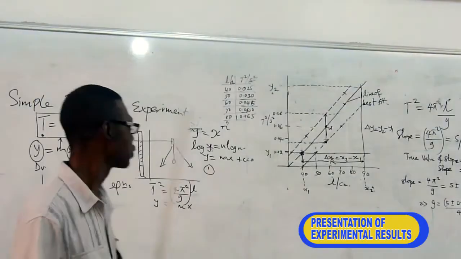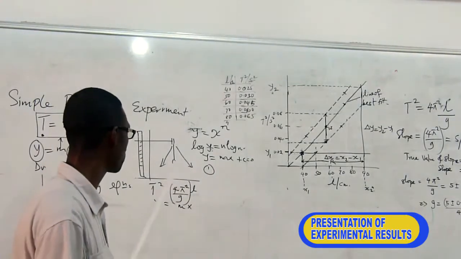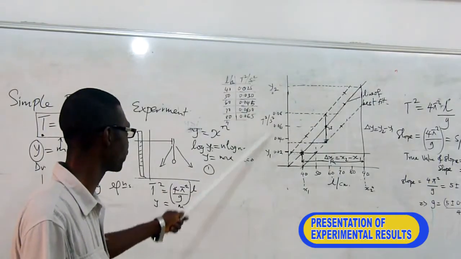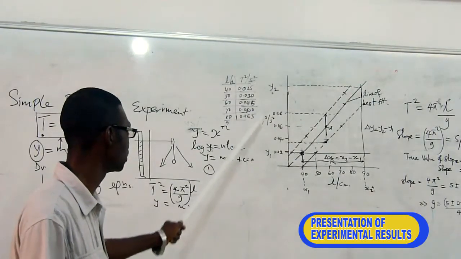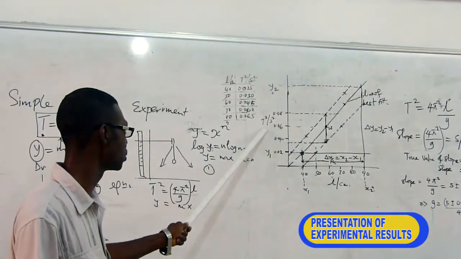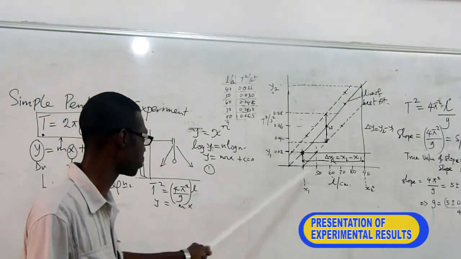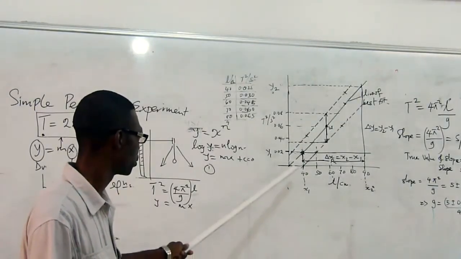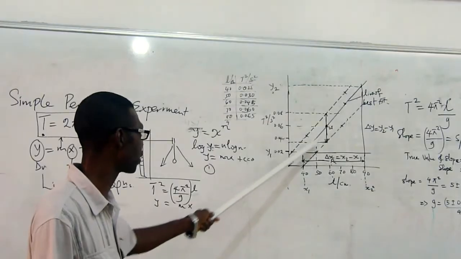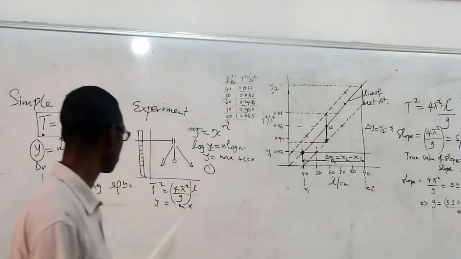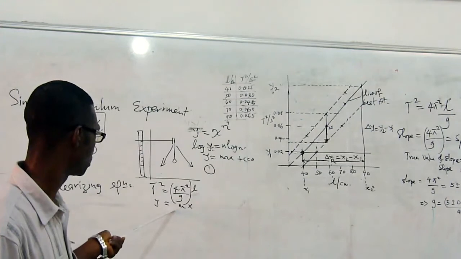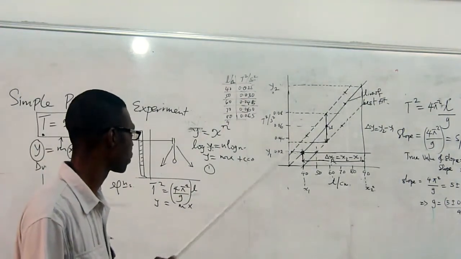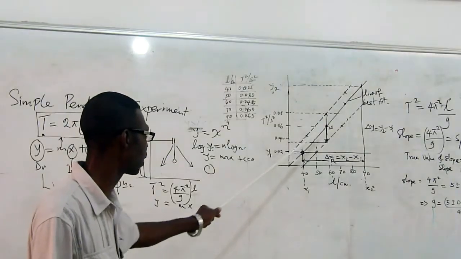Alright, so when you do this kind of experiment, this simple pendulum experiment, we are likely to have a graph like this. This is the T squared axis, and this is the L axis. Alright, so we plot the graph. This is a straight line graph passing through the origin according to this equation, y equals mx. So you plot your graph perfectly.